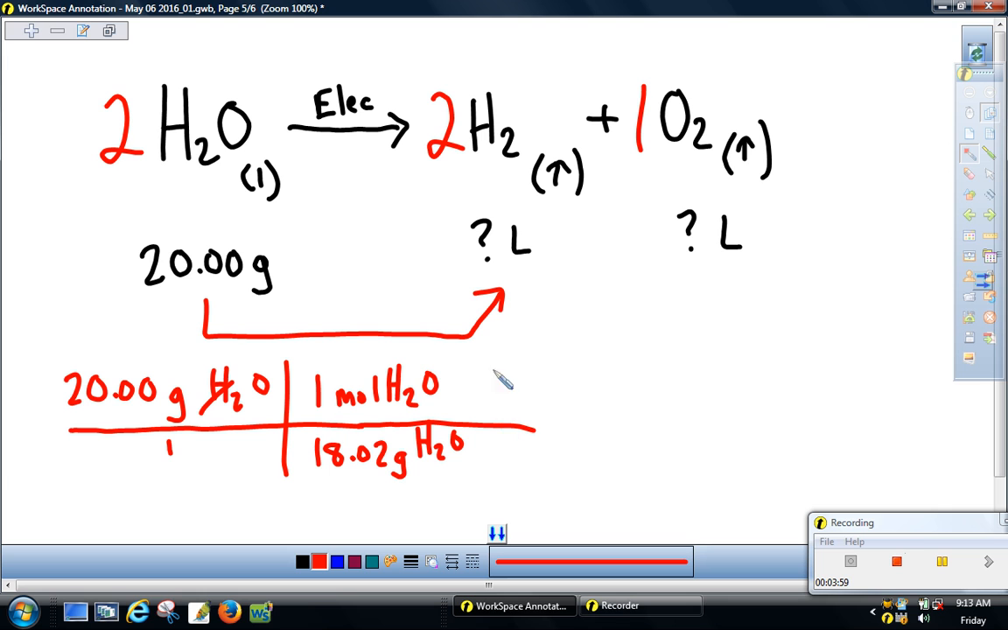Canceling units. Then we need to multiply by the ratio. Unknown goes on top, so we're trying to solve for hydrogen. 2 moles of hydrogen gas can be produced from 2 moles of water decomposing.